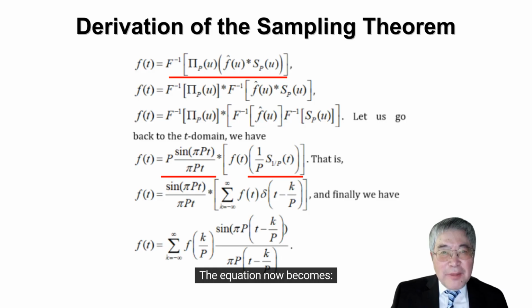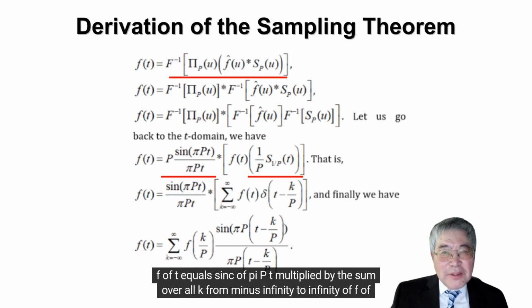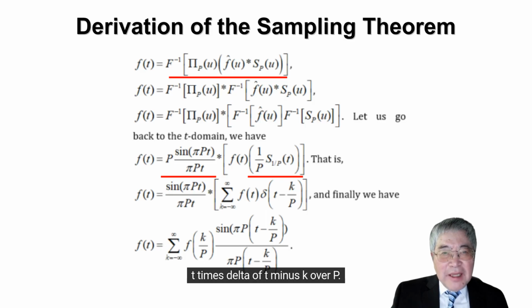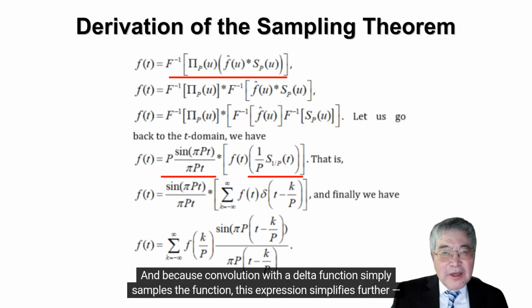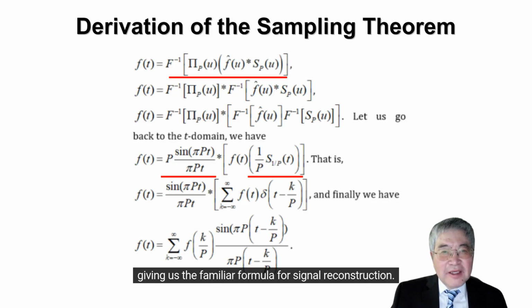The equation now becomes f of t equals sinc of pi pt multiplied by the sum over all k from minus infinity to infinity of f of t times delta of t minus k over p. And because convolution with a delta function simply samples the function, this expression simplifies further, giving us the familiar formula for signal reconstruction.